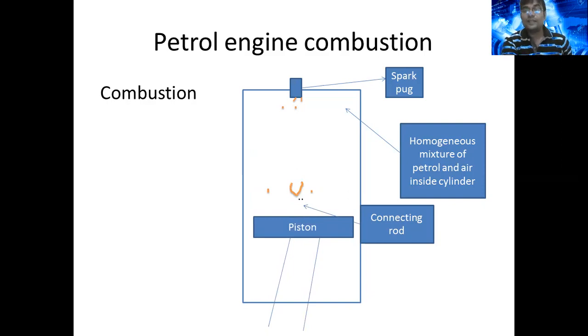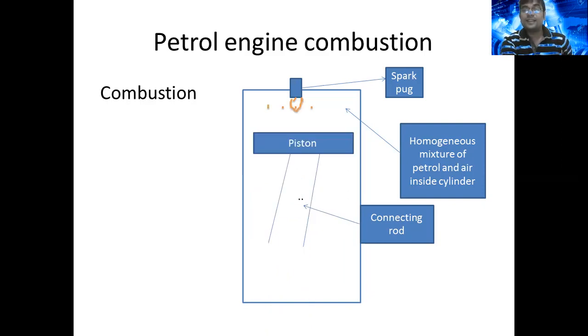So what is happening inside the cylinder? A homogeneous mixture is there. What happens? The spark plug gives a spark and that homogeneous mixture gets burned. Why does it get burned? Because its pressure and temperature are increased. Why are its pressure and temperature increased? Because due to compression, the piston increases the pressure and temperature of the homogeneous mixture.